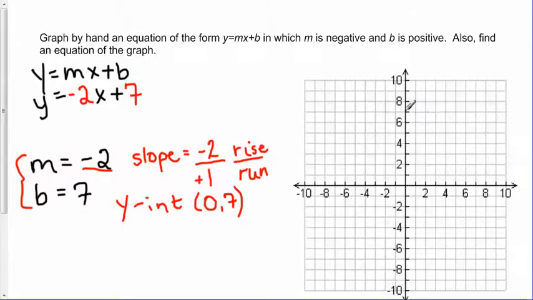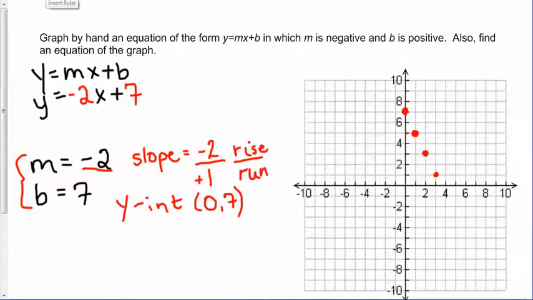So 0, 7 is right up here on my y-axis. And now I'm going to have a rise of -2 and a run of +1 to come up with a couple more points. So from that y-intercept, I'm going to go down 2 because I'm going a -2 rise and a +1 run. And so there's another point on my line. I'm going to do that a couple more times because these are pretty close together. So I'm going to go down 2 and to the right 1. I'm going to go -2 on my rise, +1 on my run.